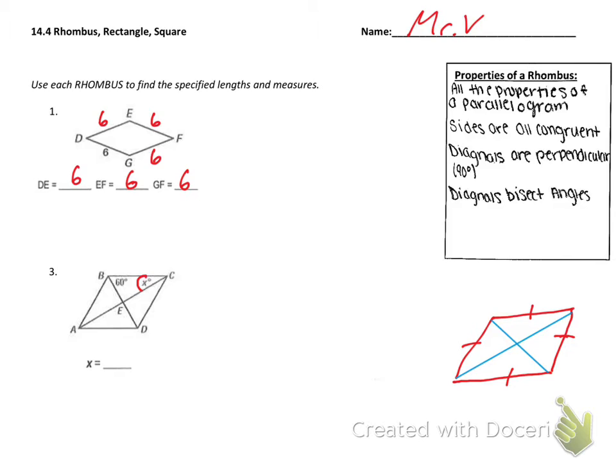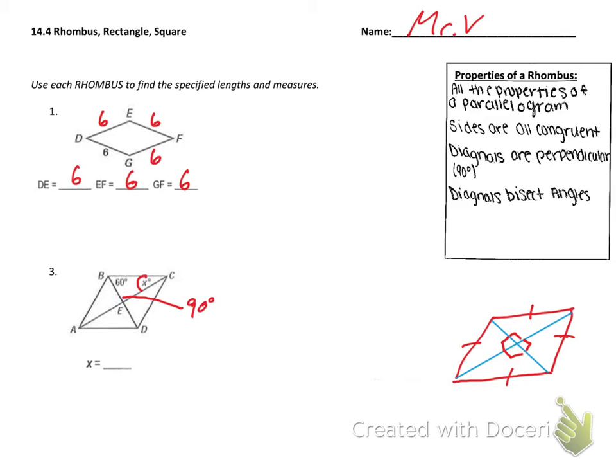And then what happens with that is that makes this 90, this 90, this 90, and this 90. So all these interior angles from those diagonals are 90 degrees. So I know automatically that this inside angle right here is equal to 90 degrees.